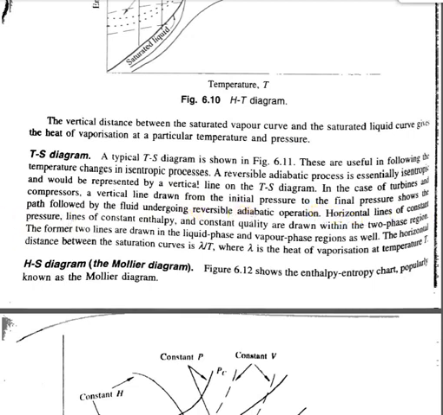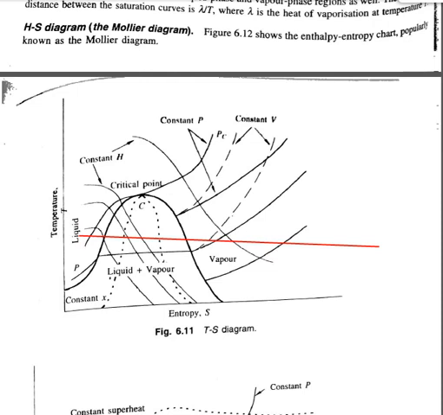then horizontal lines of constant pressure, lines of constant enthalpy, and constant quality are drawn within the two-phase region. The former two lines are drawn in the liquid phase and vapor phase regions as well. This one is the liquid phase and this one is the vapor phase. Okay, and here is the constant pressure and volume.